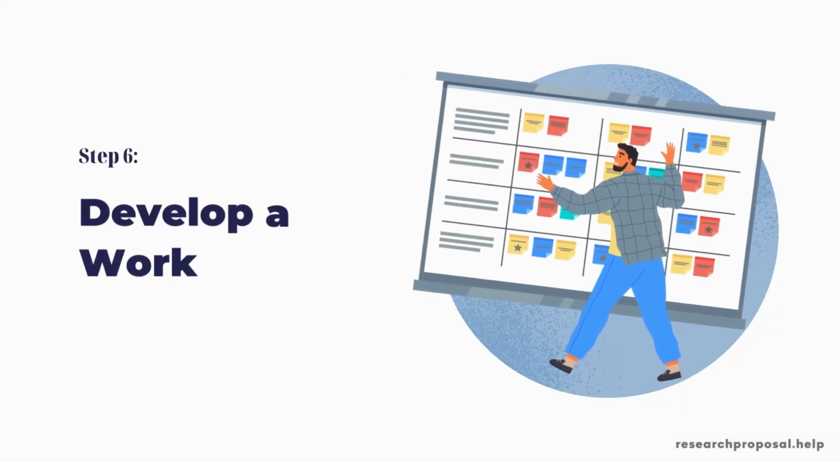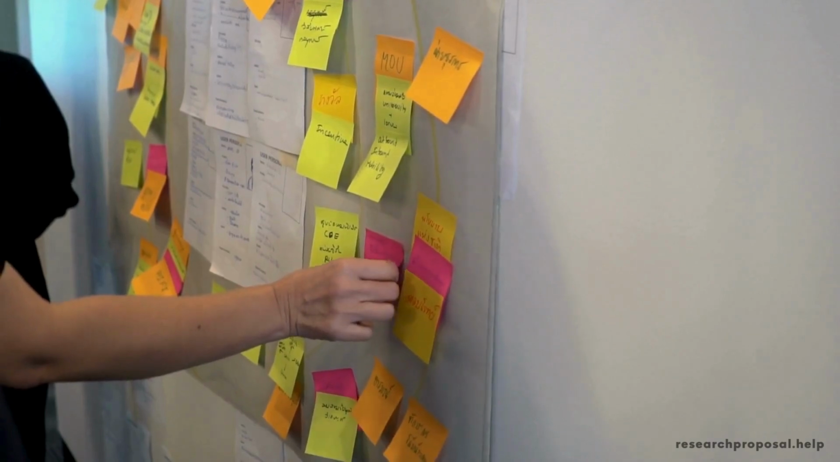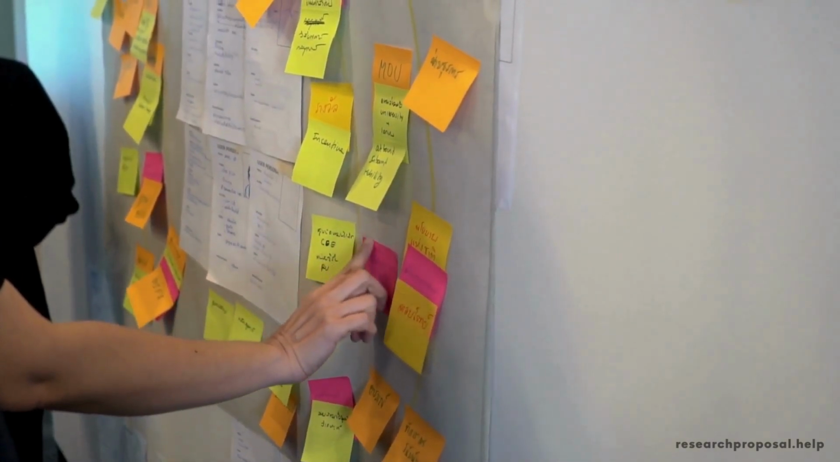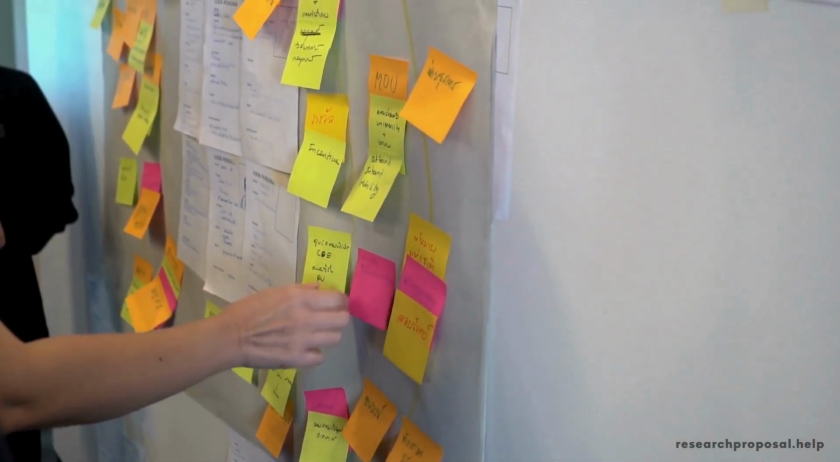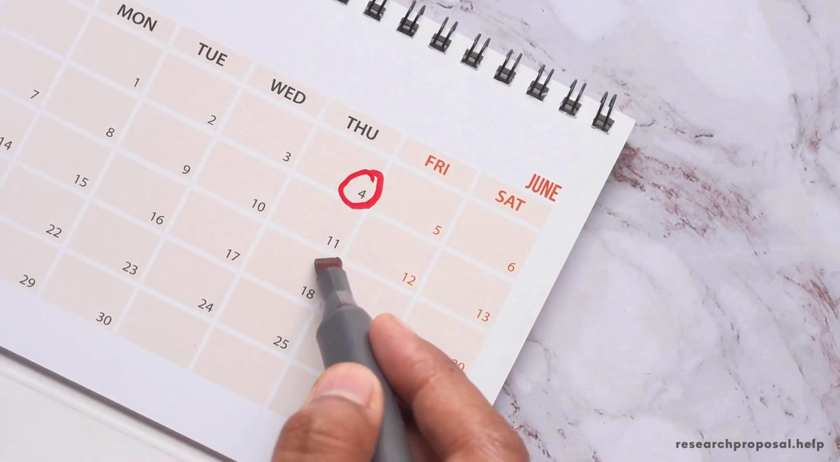Step 6. Develop a work plan and timeline. A detailed work plan and timeline show that you have carefully considered the project's scope and duration. Break down the research process into manageable tasks and assign deadlines to each.